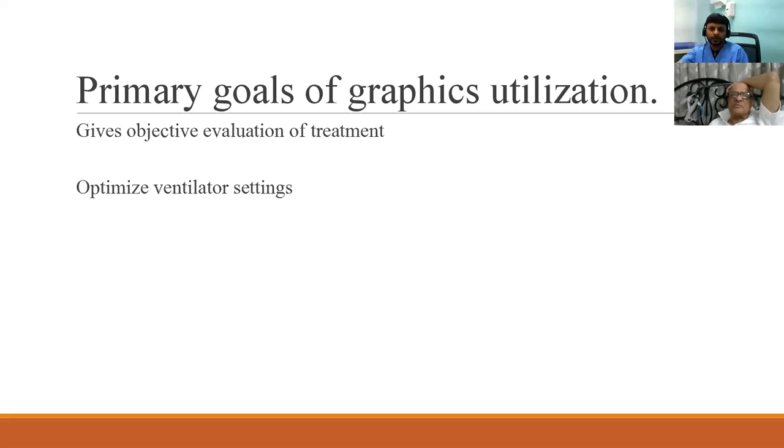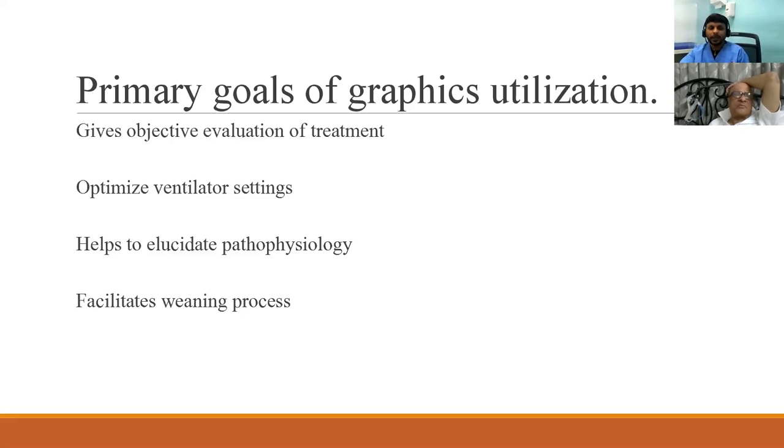I'll be talking about that too as a part of the rest of the slides. It can help us understand what changed in the pathophysiology. Like I said, in RDS lung, we look in a particular way, and then if it moves towards pneumothorax, it will appear in a completely different way. It will help us facilitate the weaning process.